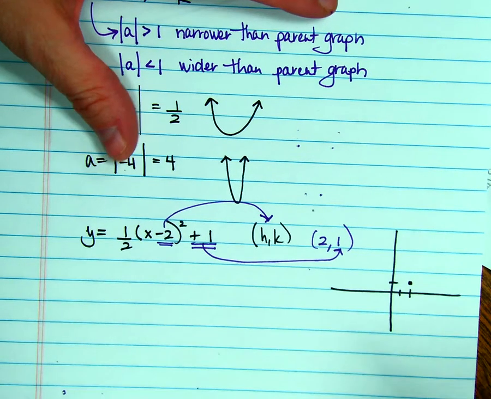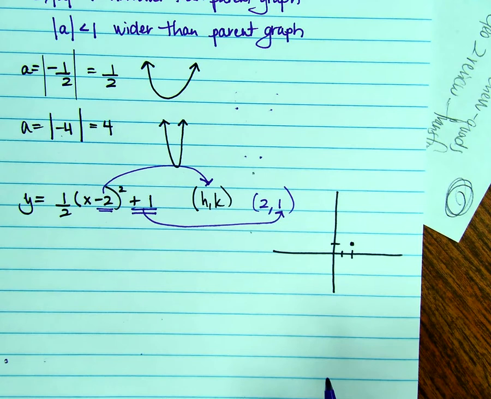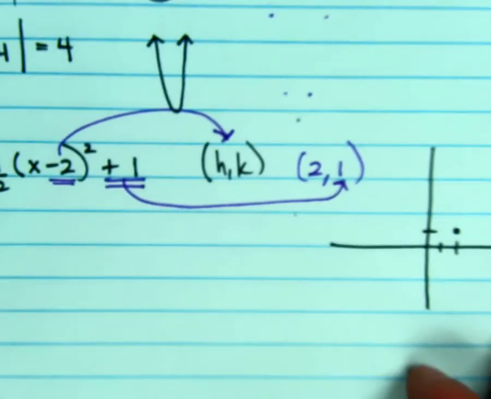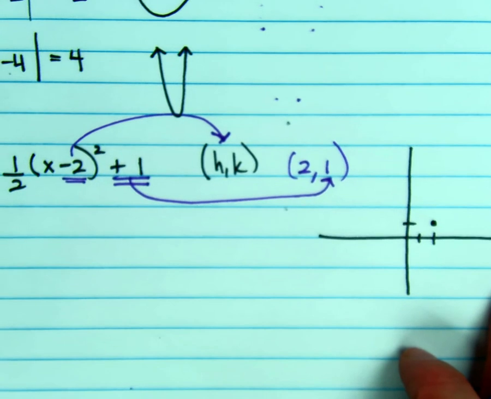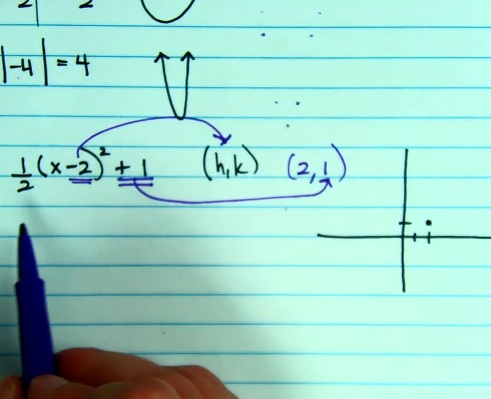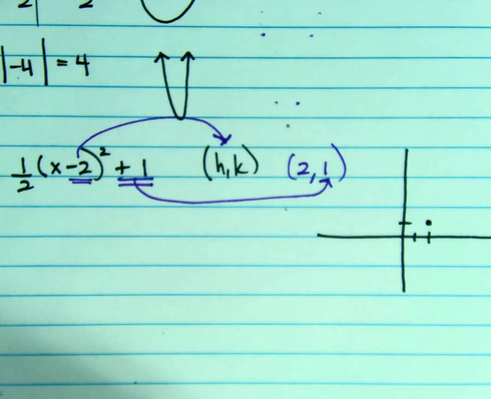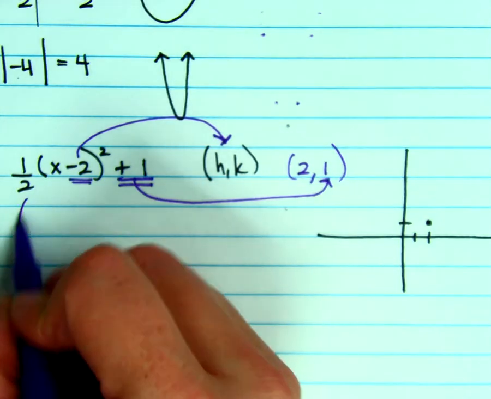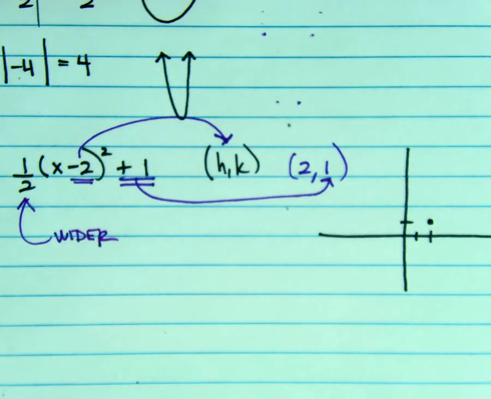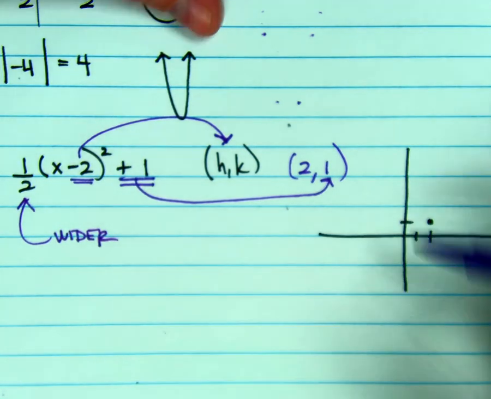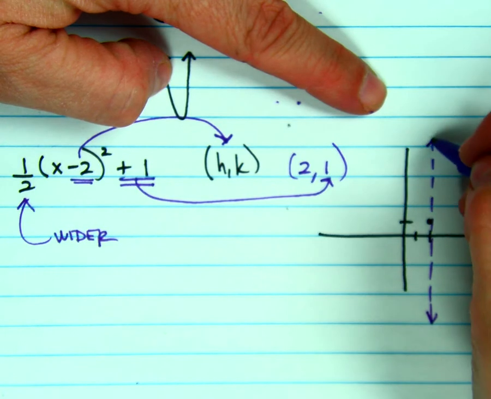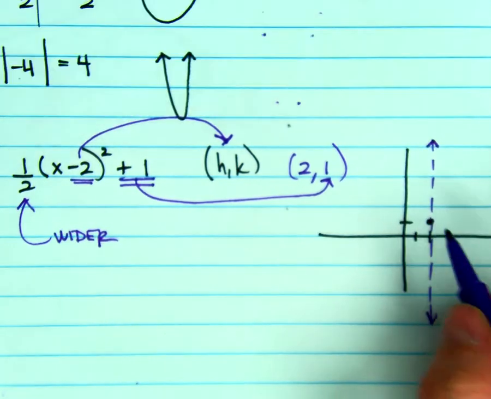Okay, so if I'm looking at this, I'm going to zoom in here a little bit. Not that far. Okay, so if it's a half, is it going to be narrower or wider? It is going to be wider than my parent graph. Axis of symmetry, 2, 1 is my vertex.